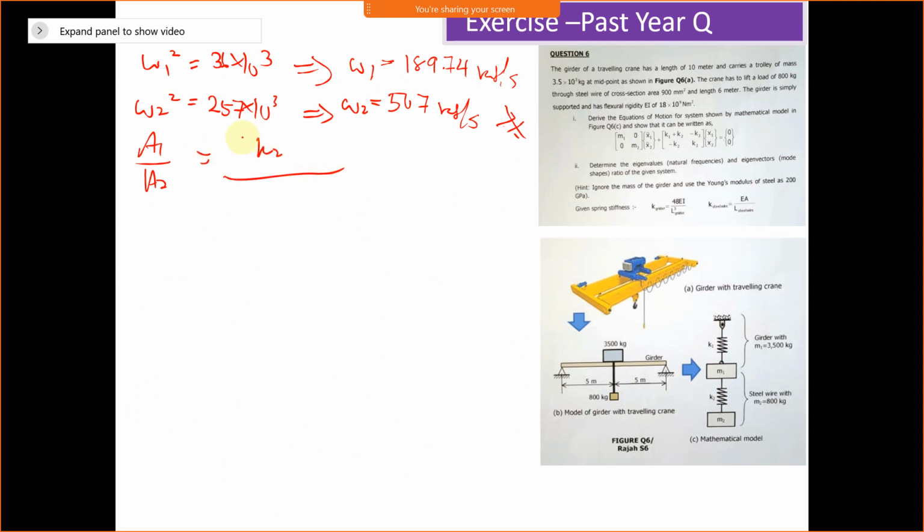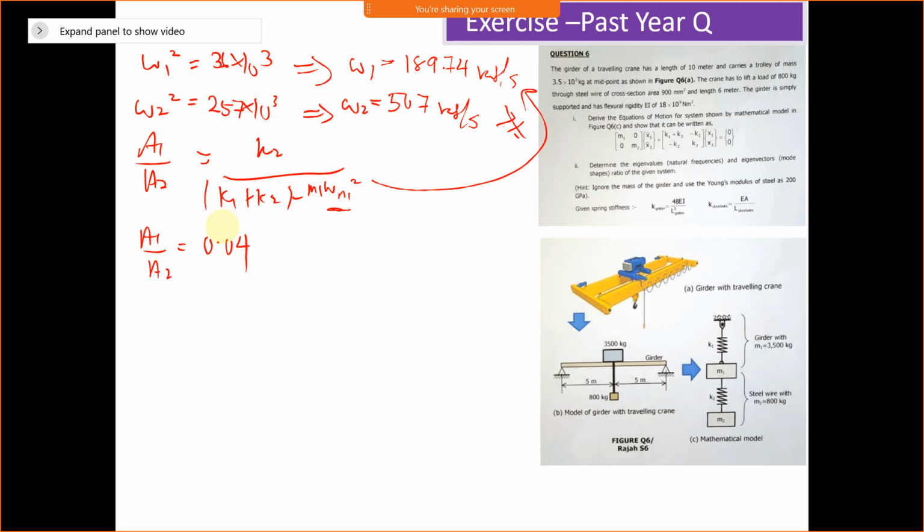K2 over K1 plus K2 minus M1 omega N1 square. Okay, dan masukkan nilai omega N yang kita dapat tadi, masukkan yang the first one lah, put it inside the equation, then A1 and A2 ratio will get 0.04. That is our answer of mode shape.